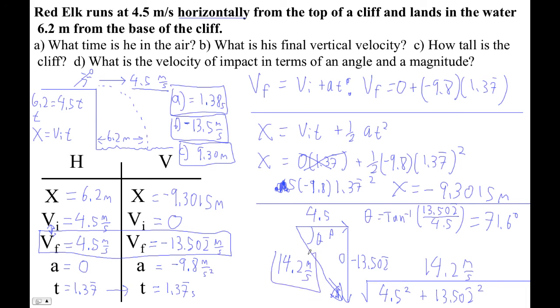Alrighty. I think that's a take, right? So to answer this question, you would draw a picture of this velocity vector. You would label that angle 71.6 degrees. You'd label the hypotenuse 14.2 meters per second. And you'd smile. So that's the answer to D. Having accomplished so much.